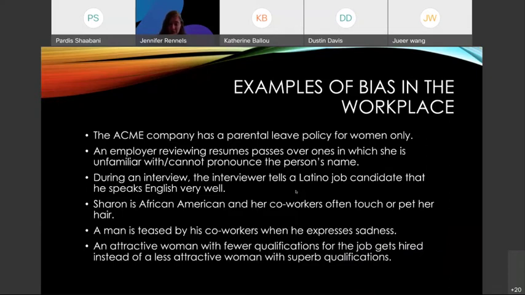I just want to give you some examples of how bias can manifest in the workplace. And I won't read all these examples out loud, but you can see biases based on gender, ethnic familiarity, English language, race, attractiveness.